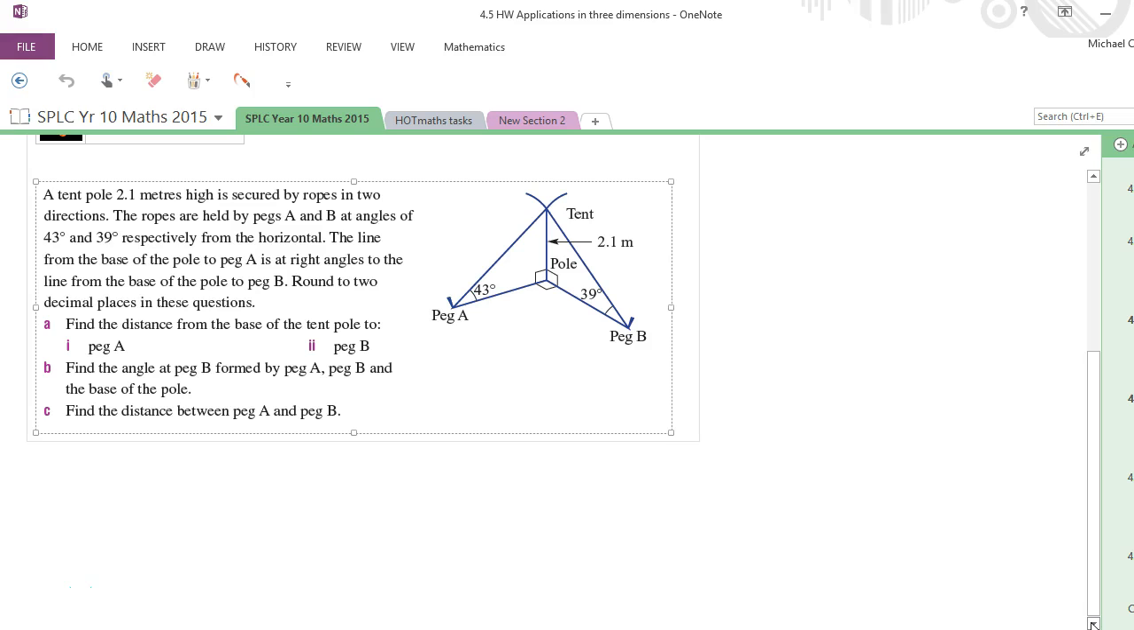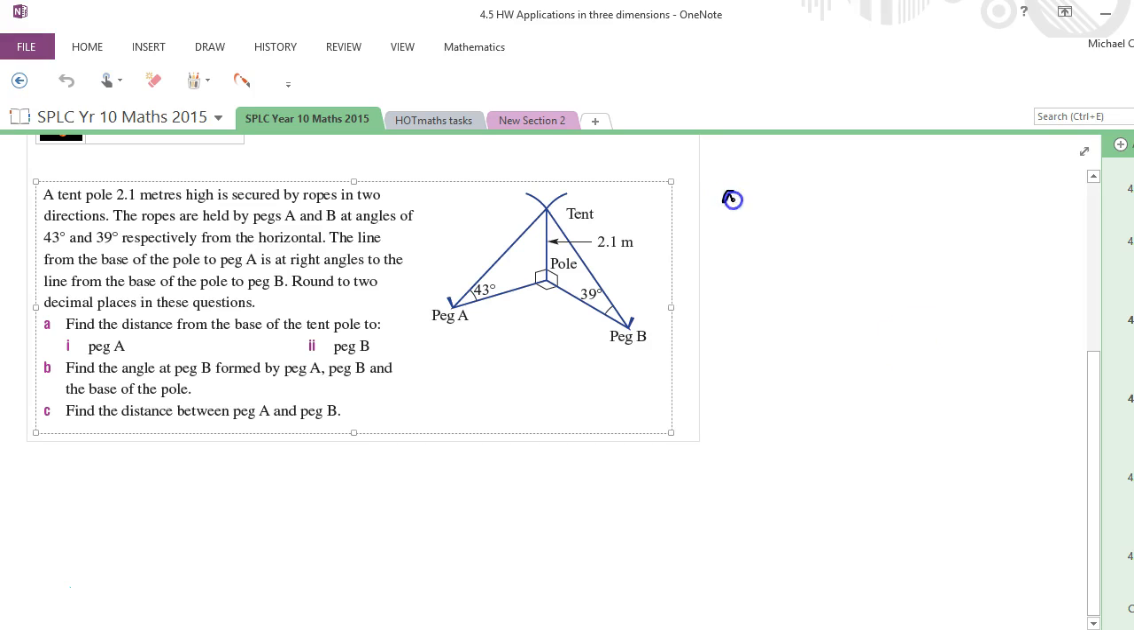So we have a tent pole, 2.1 metres high, secured by ropes in 2 directions. The ropes are held by pegs A and B at angles of 43 and 39 respectively from the horizontal. So from the horizontal up, so angles of elevation there. The line from the base of the pole to peg A is at right angles to the line from the base of the pole to peg B, and you can see there's a right angle on the ground there. Round to 2 decimal places these questions. Find the distance from the base of the tent pole to peg A.